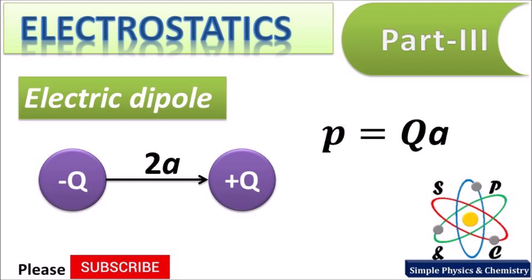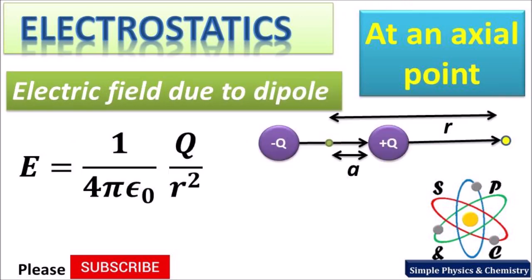Now we will try to find the field due to a dipole. First we will start with a simple approach, for an axial point, where minus q and plus q are on the same line, and the point is at some distant position, at a distance r from the center of the two charges of the dipole. If we consider the general form of the electric field, then E is equal to 1 by 4 pi epsilon 0 q divided by r square, where r is the distance of the point where we want to calculate the field.